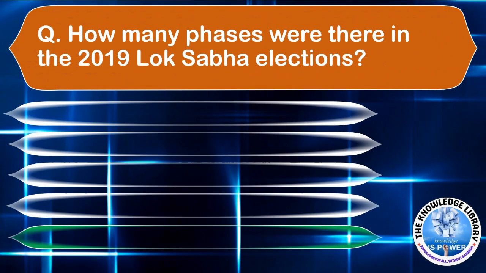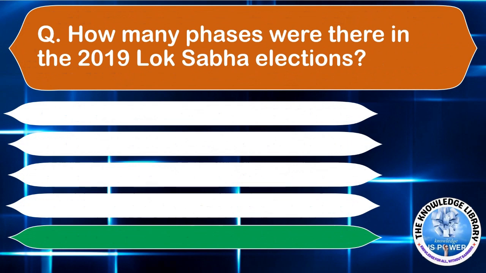How many phases were there in the 2019 Lok Sabha elections? Option A 5. Option B 6. Option C 7. Or option D 8. The correct answer is option C 7. Moving to the next question.